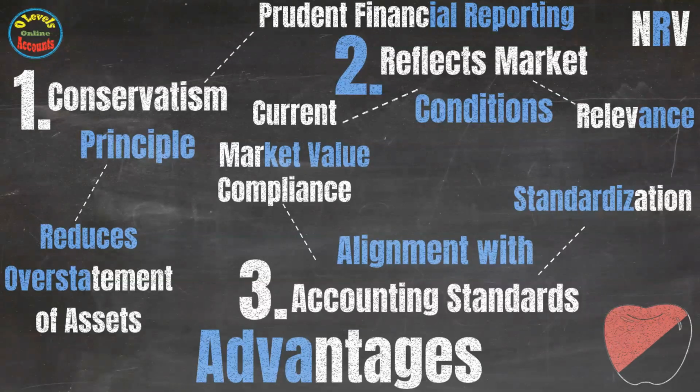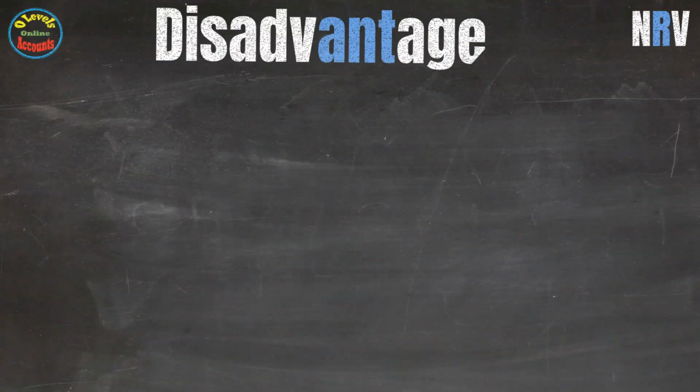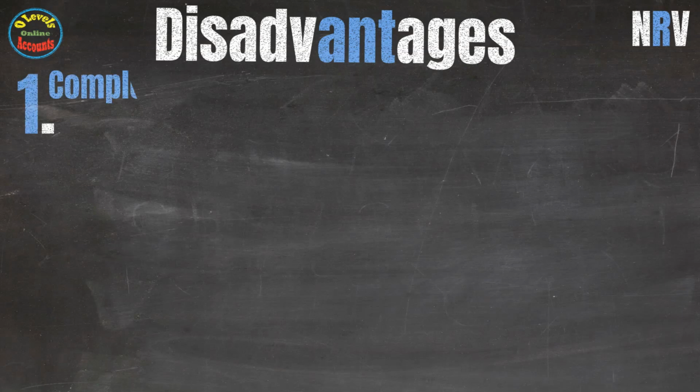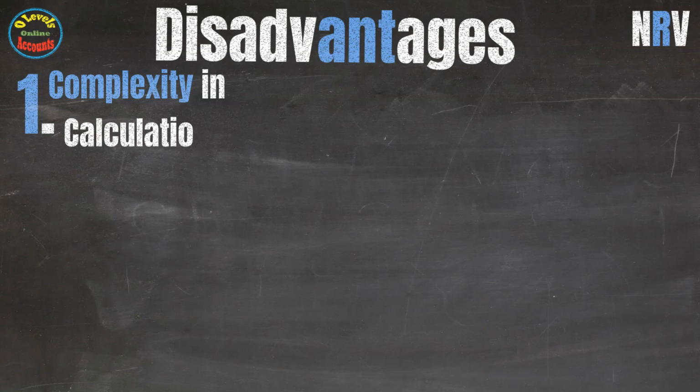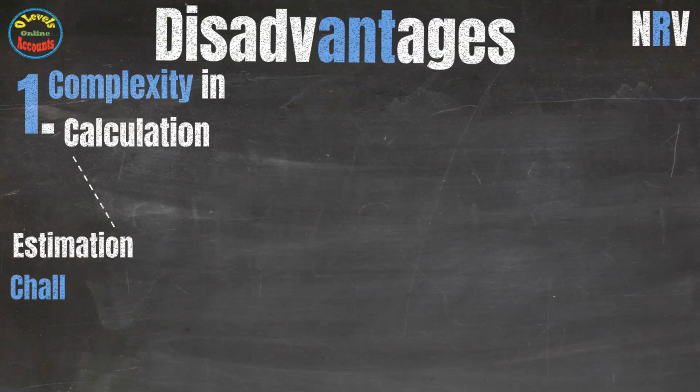Let's check its disadvantages. In this slide, we will discuss three disadvantages and related subpoints too. The first disadvantage is, complexity in calculation. In this we have a further two subpoints. The first one is, estimation challenges. Determining the net realizable value can be complex and requires estimates of selling prices and costs to sell, which may be subjective and prone to error. The second point is, frequent reassessment.